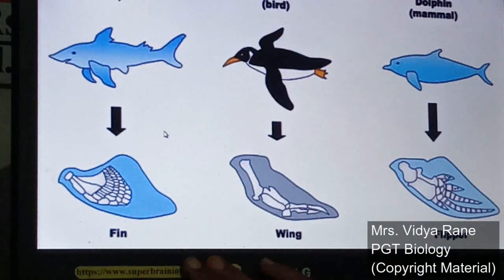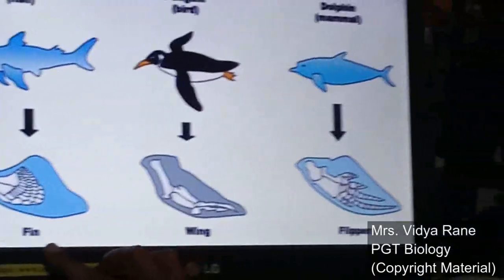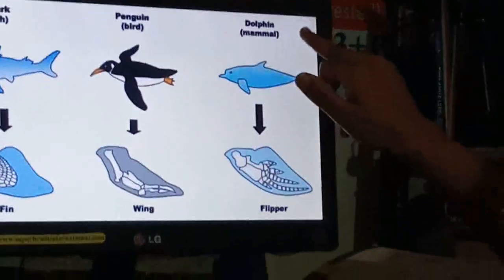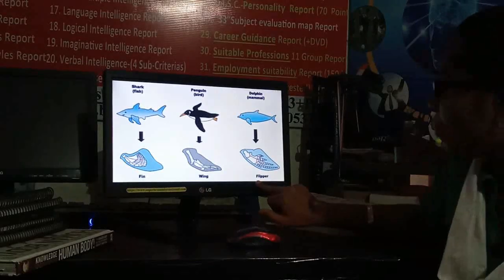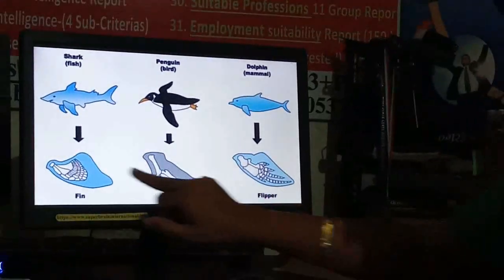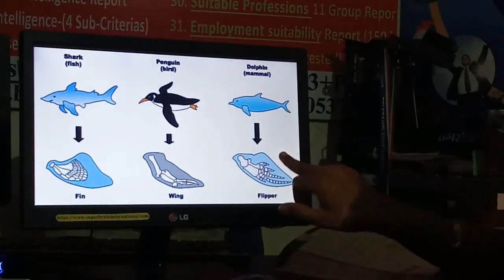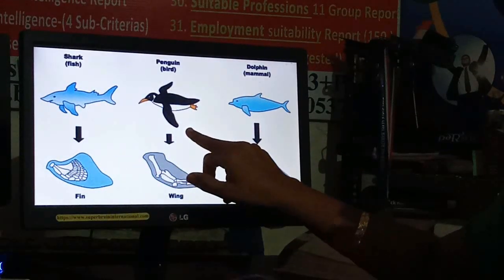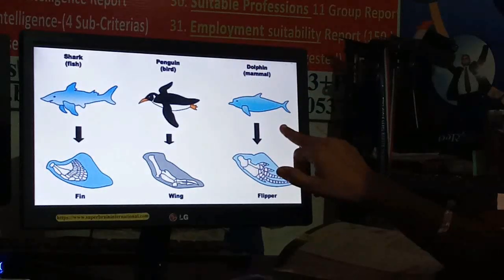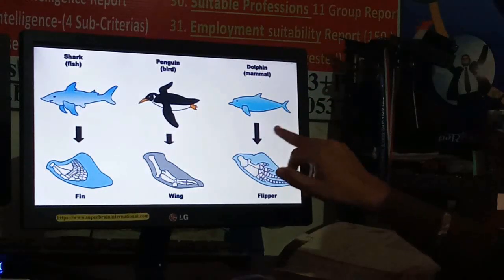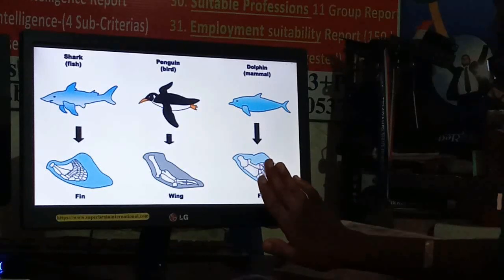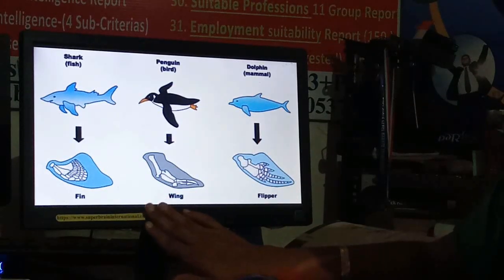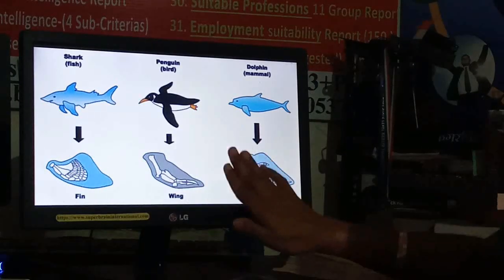Again, another example is given. The fish is there, its fin. Then the penguin, a bird, its wing. And the dolphin, a mammal, its flipper. So they all look like different structures used for swimming. Here it is used for swimming, there also it is used for swimming, but their structure is different. So that's why you can give this as an example of analogous organs.